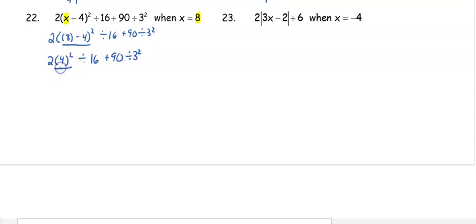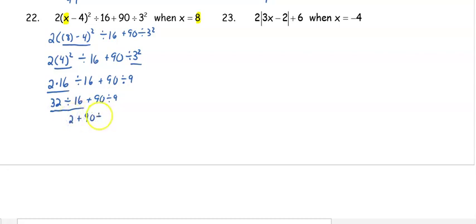So I'm going to do both of my exponents at the same time to save myself a little bit of time. So I get 2 times 16 divided by 16 plus 90 divided by 9. Then I can do my multiplication. So 2 times 16 is 32 divided by 16 plus 90 divided by 9. We can divide 32 divided by 16 is 2 plus 90 divided by 9. 90 divided by 9 is 10. So we have 2 plus 10, which ends with 12.